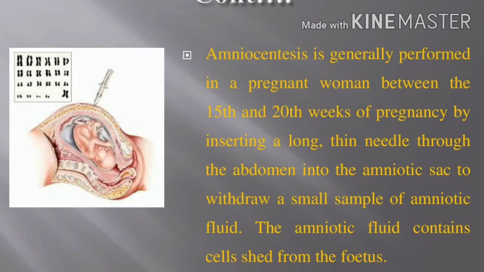Last year, all the examinations asked it. So what is the role of amniocentesis? Three points only. Amniotic fluid sample is used to diagnose chromosomal abnormalities; it is performed on pregnant women at the 15th to 20th week of pregnancy; it is done by inserting a long, thin needle through the abdomen into the amniotic sac to collect a sample of amniotic fluid. This is a very important question. Listen carefully.